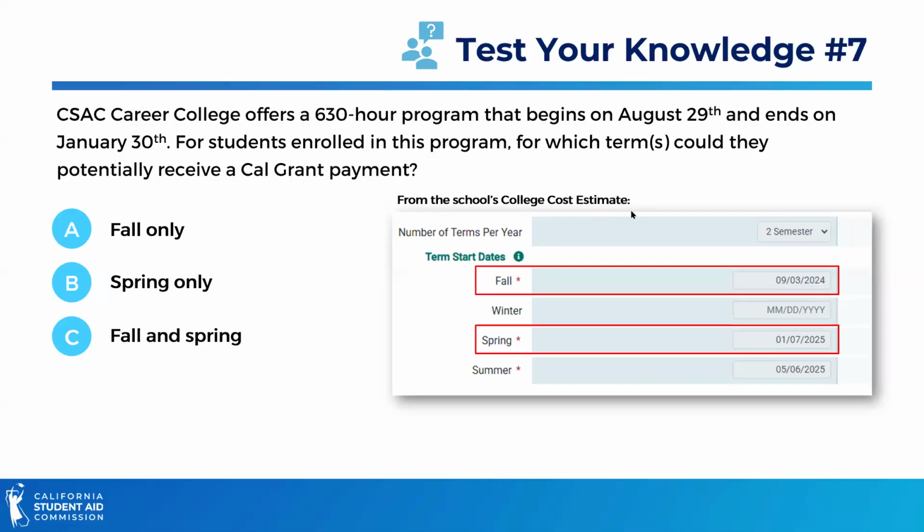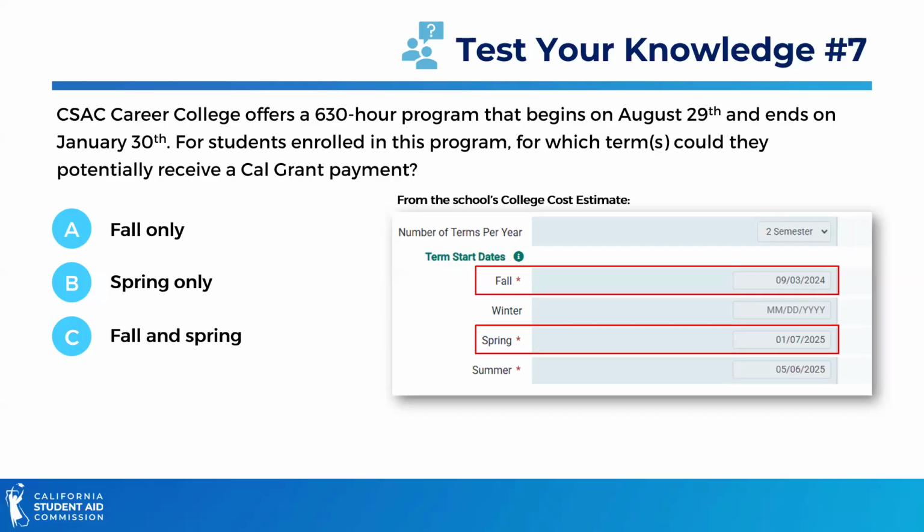Here is the school's college cost estimate. They determined their start date for fall was September 3rd, and their start date for spring was January 7th. So they're attending from August 29th to January 30th. For which terms could they potentially receive a payment?